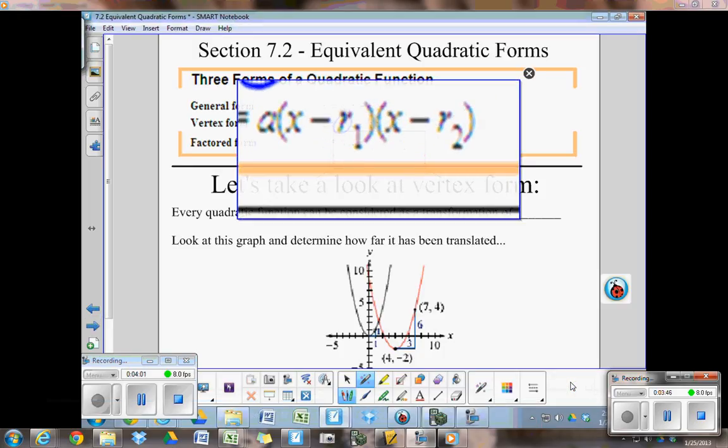Speaking of factored form, here it is. We have a times the quantity x minus r1 times the quantity x minus r2. When a parabola is written in this form, the a is, again, the dilation constant. It tells us how much the parabola has been dilated. We'll talk about that soon. The r1 and the r2 will tell us the roots, or x-intercepts, of the parabola.